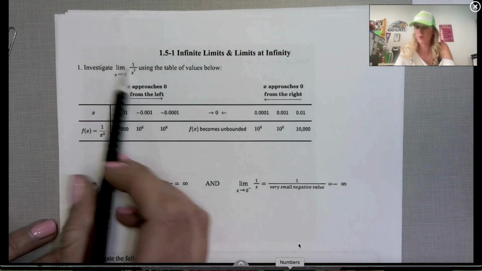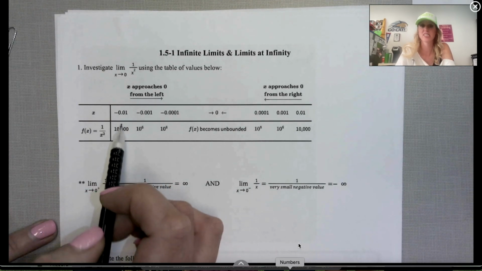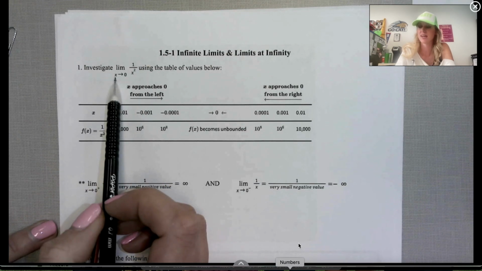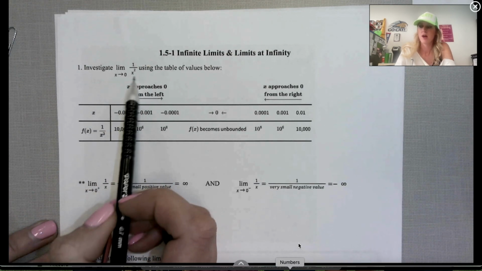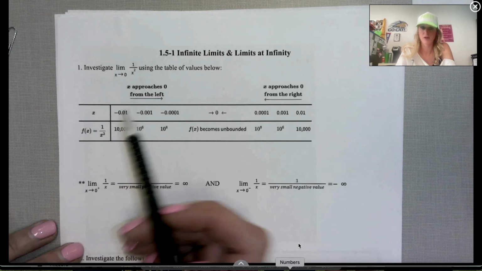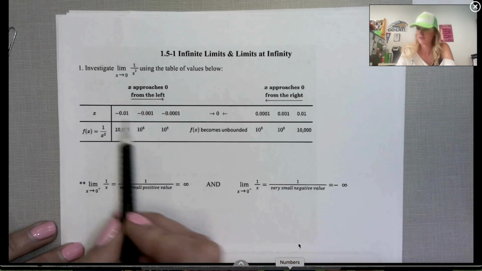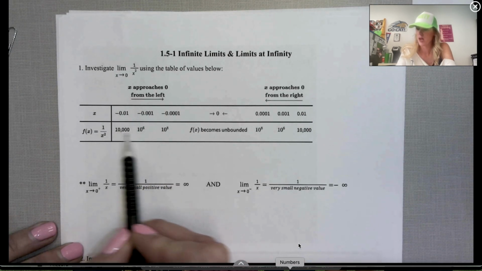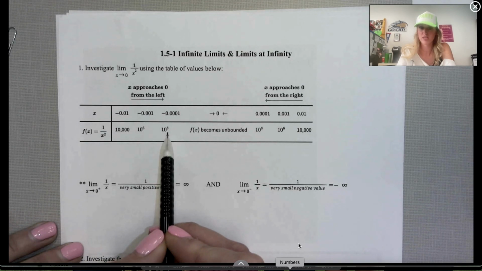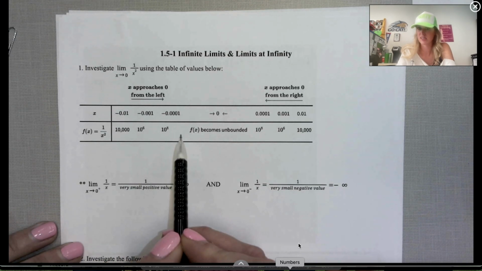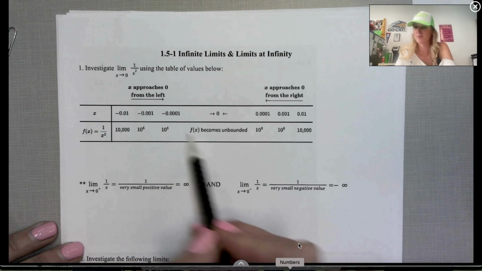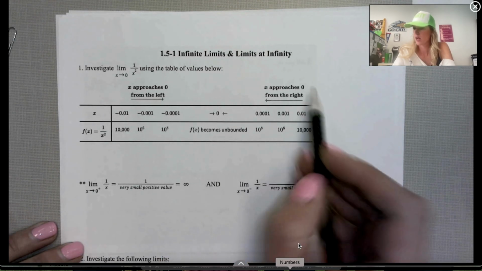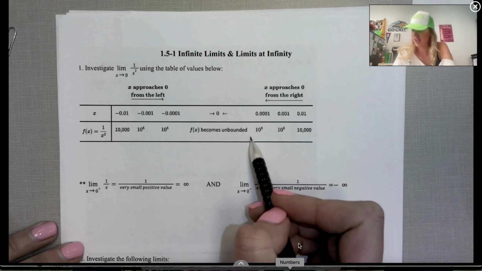So we're going to use a table here to investigate this limit. What happens as x approaches 0 for this function, 1 over x squared? As I approach 0 from the left, I'm becoming extremely large, right? 10 to the 6th, 10 to the 8th. So we can also say it becomes unbounded. As I approach it from the right, the same thing is happening.